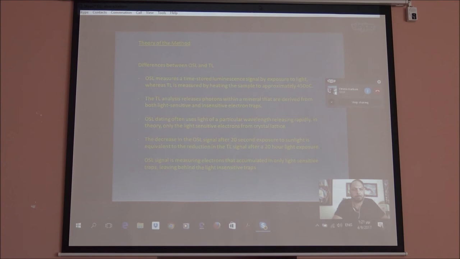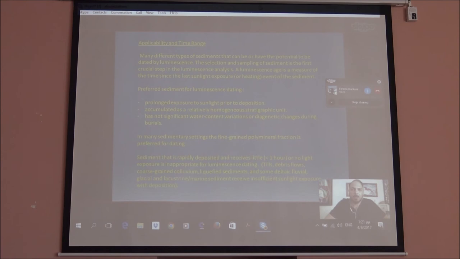There are many different types of sediments that have the potential to be dated by luminescence. We said before that every sediment that contains quartz or feldspar has the potential to be dated by luminescence methods. The selection and sampling of sediments is the first crucial step in the luminescence analysis. A luminescence age is a measure of time since the last light exposure or heating event of the sediment. We explained that before: it is the time of burial of the sediment.